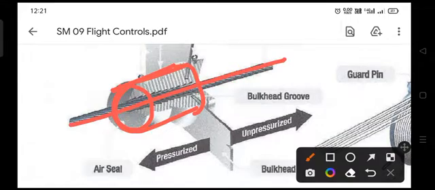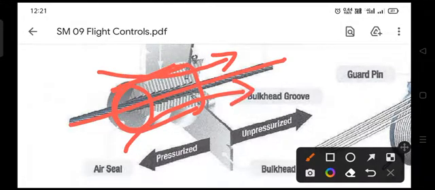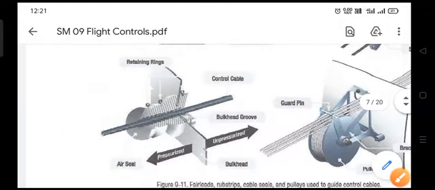This air seal is given so that it will allow the control cable to move. Also, it will not allow any pressurized air to go to the unpressurized section. So your pressurization leakage problem is solved, and at the same time the movement that you require for the control cables can also take place.